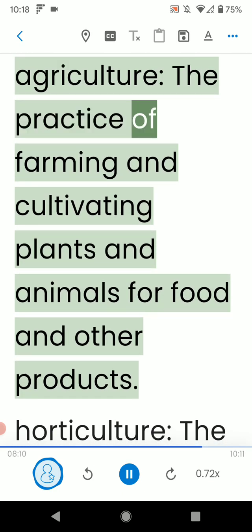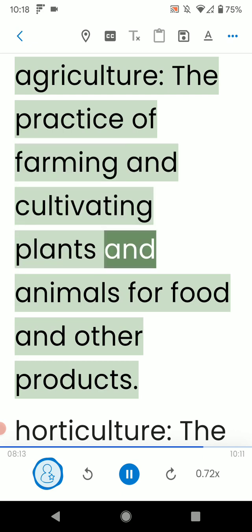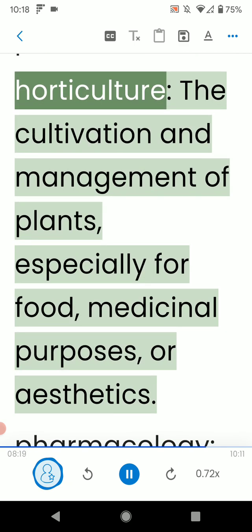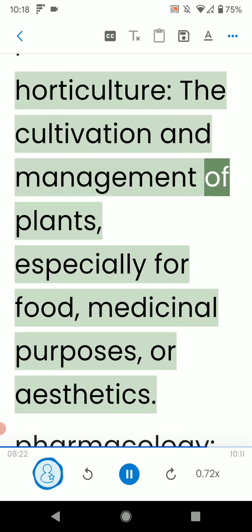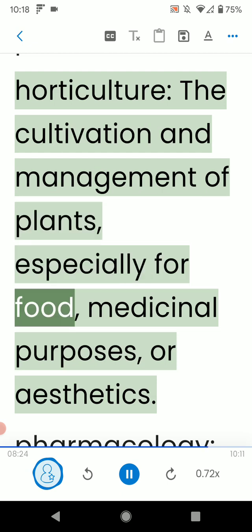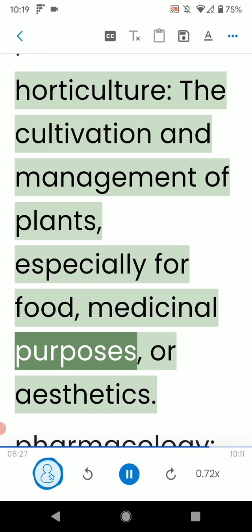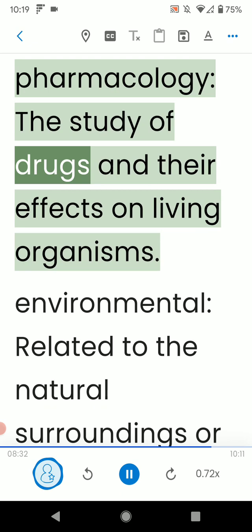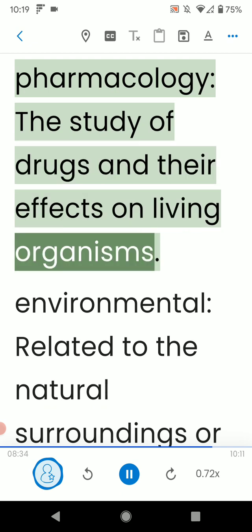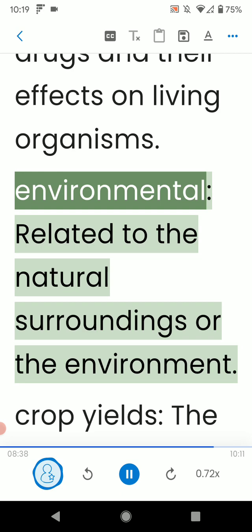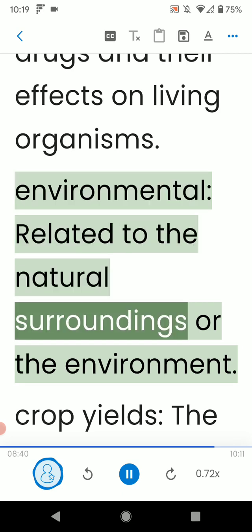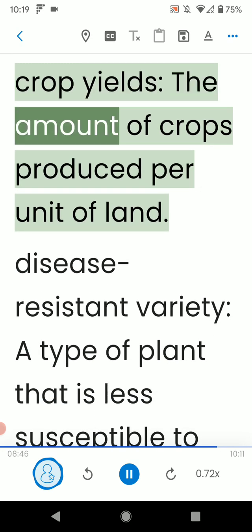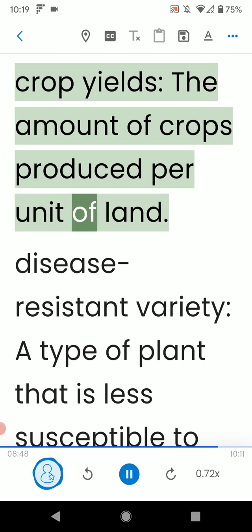Agriculture, the practice of farming and cultivating plants and animals for food and other products. Horticulture, the cultivation and management of plants, especially for food, medicinal purposes, or aesthetics. Pharmacology, the study of drugs and their effects on living organisms. Environmental, related to the natural surroundings or the environment. Crop yields, the amount of crops produced per unit of land.